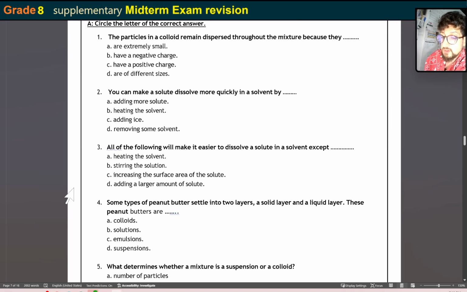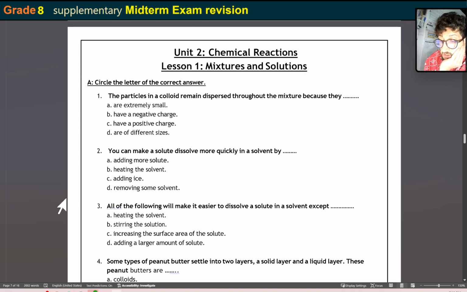Okay, let's keep going. This is now mixtures and solutions. The particles in a colloid remain dispersed throughout the mixture because they are extremely small. They have negative charge. They have positive charge. They are of different sizes. So they are extremely small. That is true. They are very small. But they could well be charged as well. So they could well be negatively charged, and negative charges will repel each other.